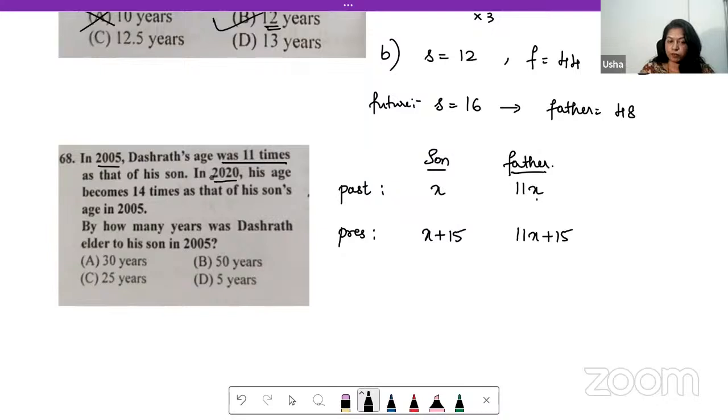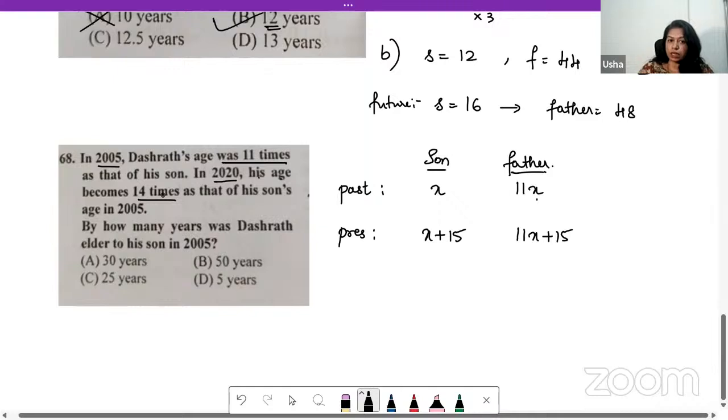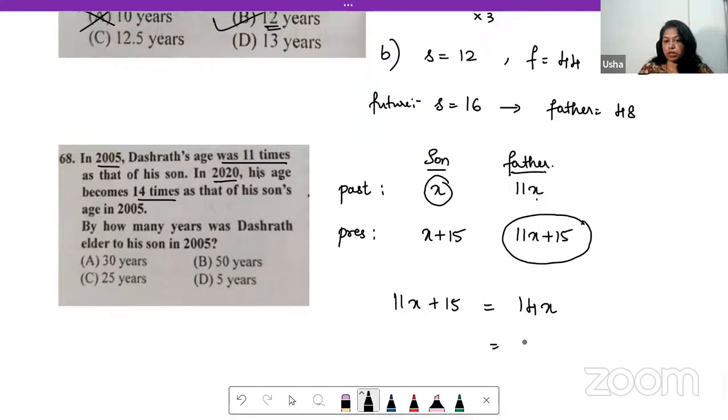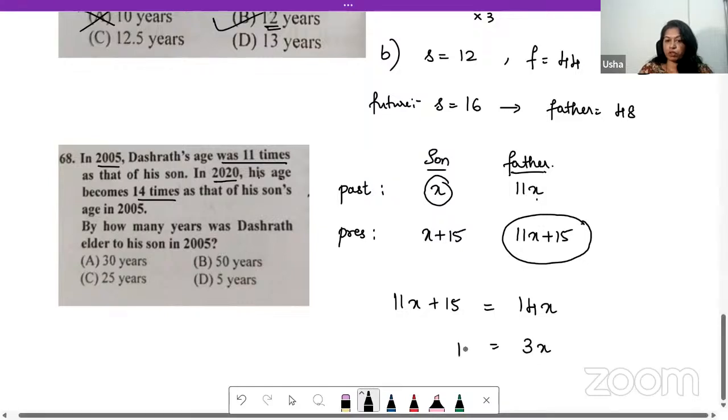Now there is a comparison given. In 2020, his age becomes 14 times that of his son's age in 2005. So they are comparing the father's future age and the son's age in 2005. So the father's present age is equal to 14 times the age of the son in 2005. Now we will compare this. 14x is there, 11x comes to the right hand side. 14 minus 11 is 3x. 3x is 15. So x is 5.